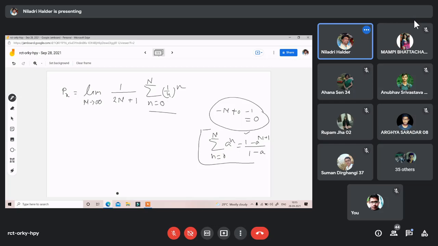Okay, I think that is clear to all of you. So depending on that formula, if you do the calculation, limit n tends to infinity of 1 by 2n plus 1, times 1 minus 1 by 4 whole to the power n plus 1, by 1 minus 1 by 4. What will be that value? We simply put the value of infinity, so it will be infinity by infinity.